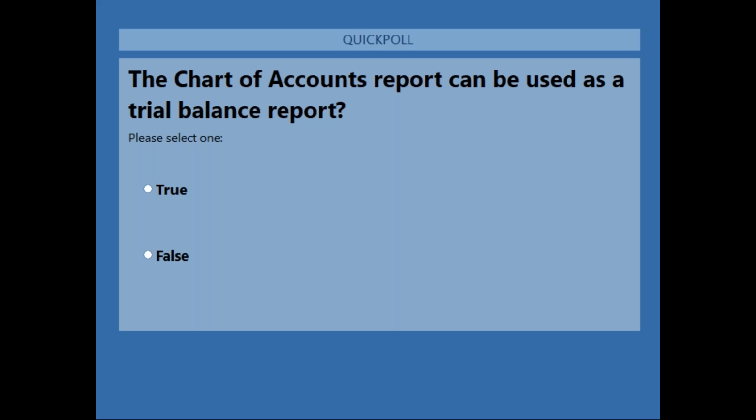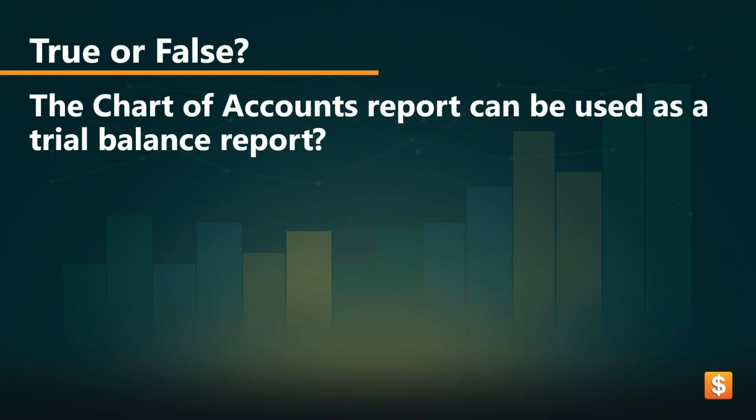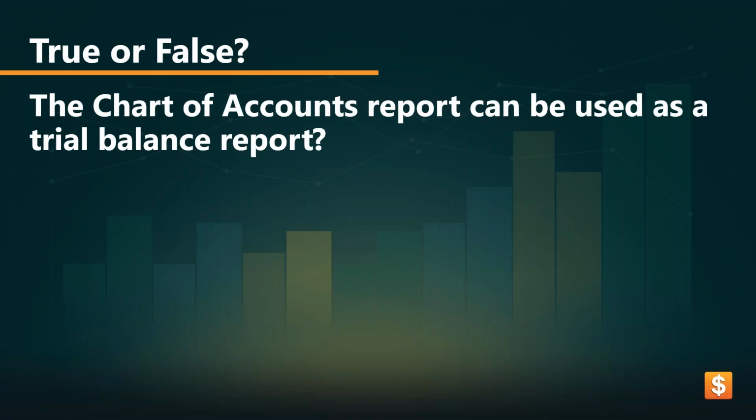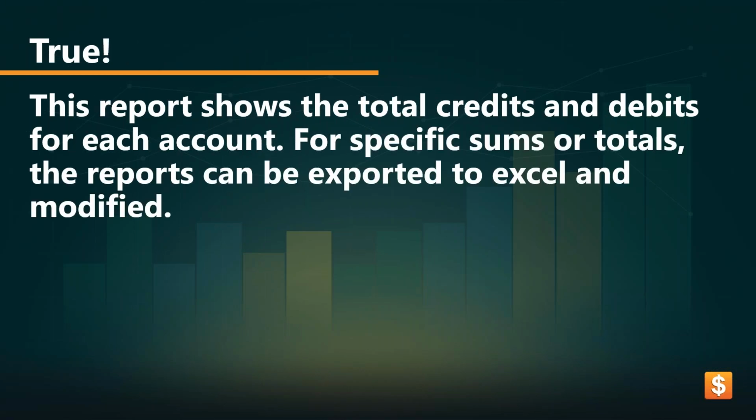Okay, here we go. I'm going to close the poll and share the results. Third time, 80% said true and 20% said false. I'm going to hide the results and share the answer, and the answer is true. This report shows the total credits and debits for each account. For specific sums of totals, the reports can be exported to Excel and modified. That is true.